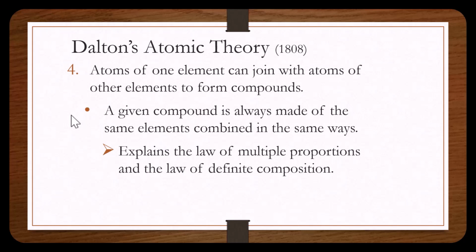Number 4, atoms of one element can join with atoms of another element to form compounds. A given compound is always made of the same elements combined in the same way. This explains the law of multiple proportions and the law of definite composition.